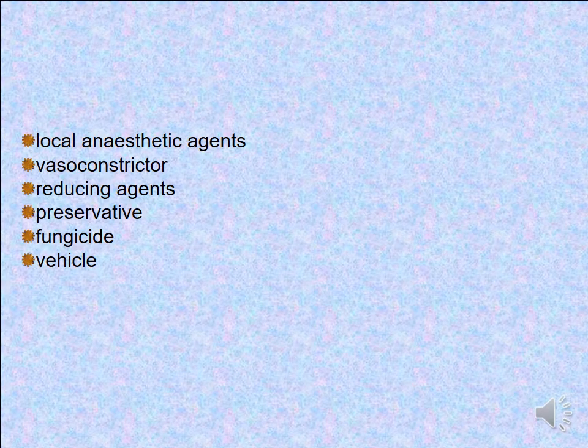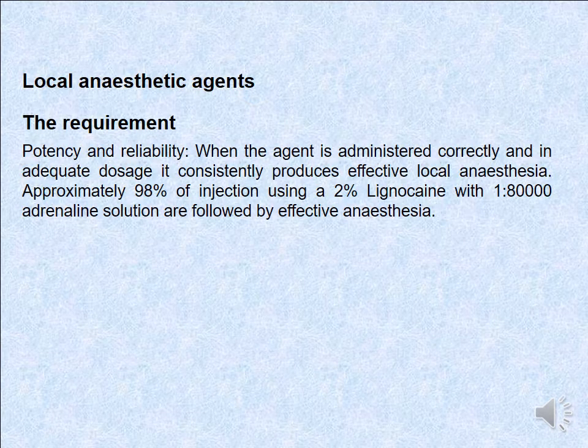The local anesthetic solution is different from the local anesthetic drug. The local anesthetic solution consists of many chemical structures. The first one is the local anesthetic agent or local anesthetic drug, and the second one is the vasoconstrictor, reducing agent, preservative, fungicide, and vehicle. These are put together in one mixture, forming the local anesthetic solution. So the first one is the local anesthetic agent.